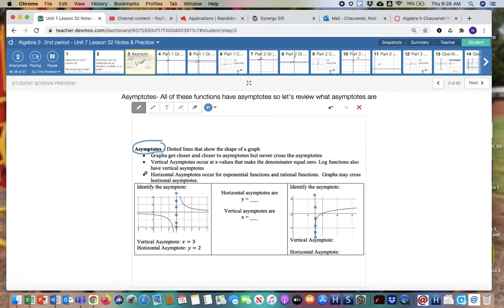Horizontal asymptotes occur where we have this type of asymptote, like you see here, and those occur in exponential functions. And our rational function, as you see here, has both a vertical and a horizontal. Keep in mind, all vertical lines are x equals, so a vertical asymptote is always going to be x equals whatever number it is, and the horizontal asymptote is always going to be y equals whatever number it is.